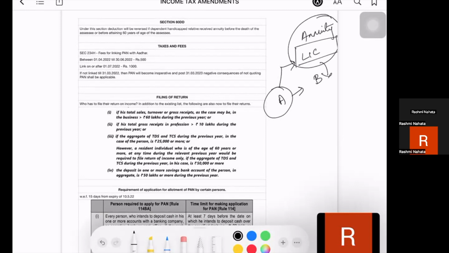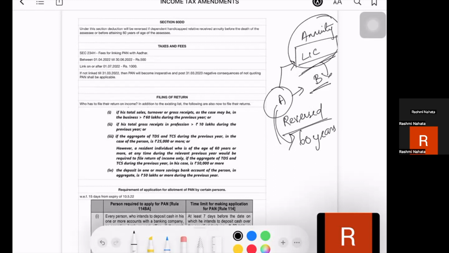But if it so happens that B dies before A and this annuity amount is not used, then whatever deduction was offered under 80DD shall be reversed, because now A will be eligible to get the annuity for himself. Or if the annuity is received before the assessee, that is A, turns 60 years of age, in this case also it shall be reversed. So that is with regard to 80DD.